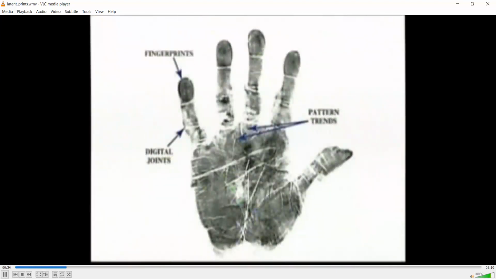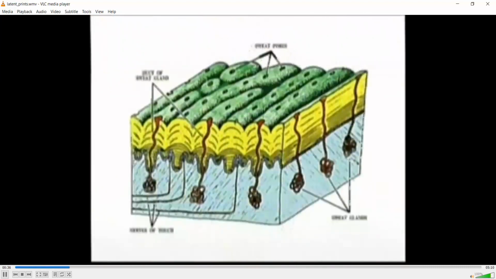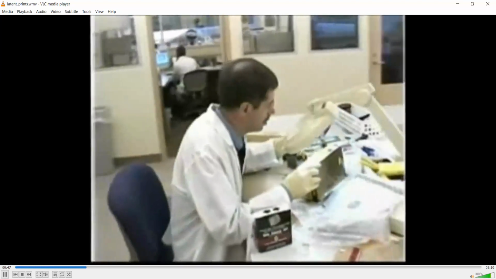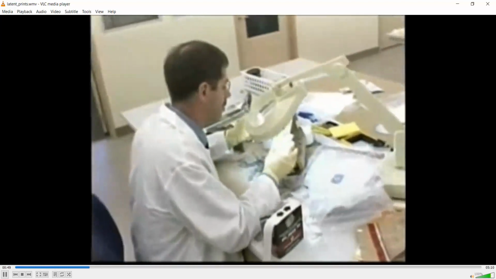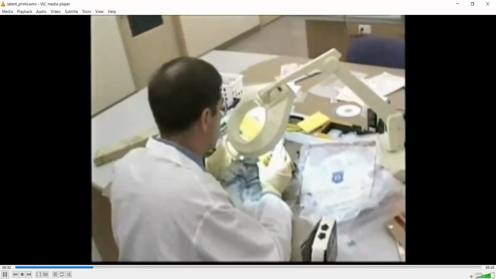Finger and palm prints are unique to every individual. Perspiration is formed from glands located on the ridges, which transfers print impression to virtually any material. Even identical twins have different fingerprints. The word latent comes from the Latin word for invisible.